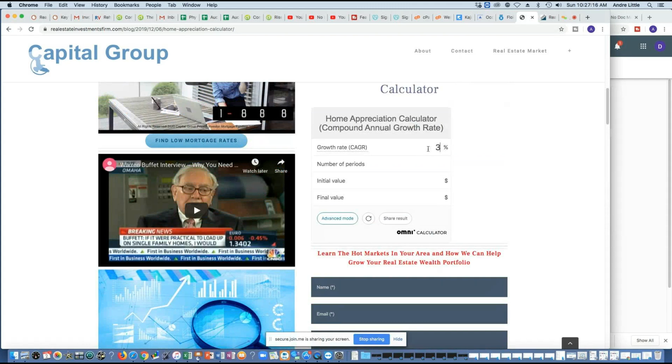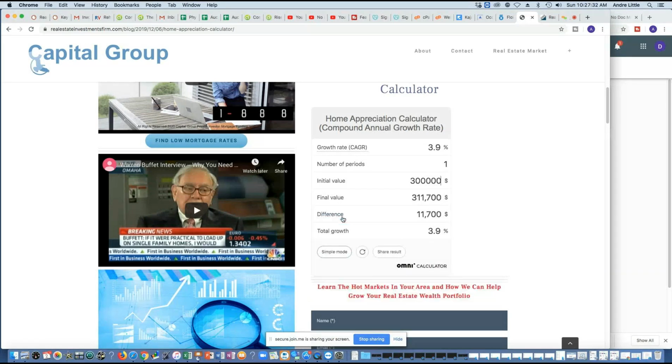And I will put in here 3.9% for a 1 year period. I'm going to put the initial investment value at $300,000. It shows the property here will grow to $311,700 after 1 year. If I go to the advanced mode, it shows the difference of $11,700. Total growth rate 3.9%. That's for 1 year.